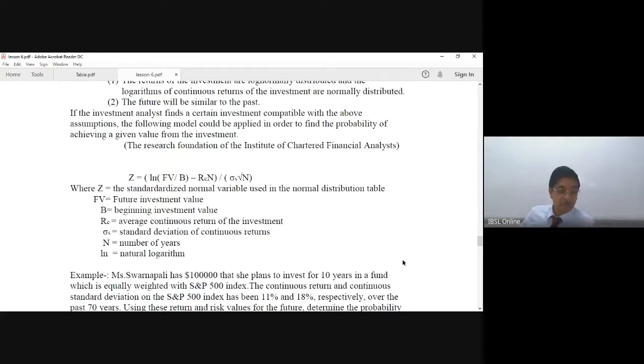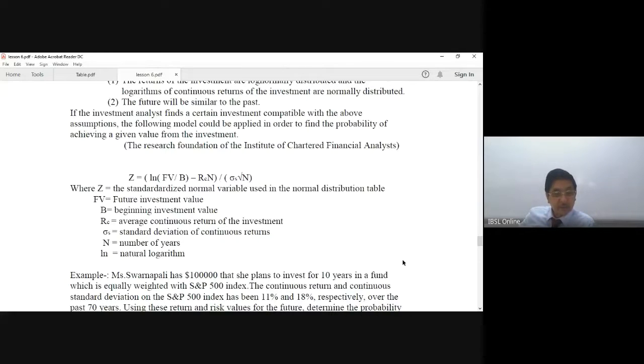Now, for example, if you begin your investment with 1,000 rupees and you expect in 10 years you will get 3,000 rupees, then FV will be 3,000 and B will be 1,000. Then you have to get the logarithm of 3,000 divided by 1,000, that is the logarithm of 3. Right, okay. Then you have another symbol here, RC.